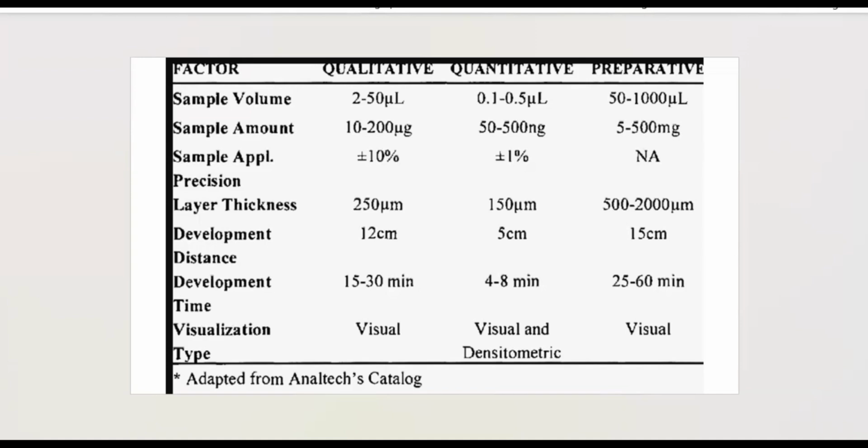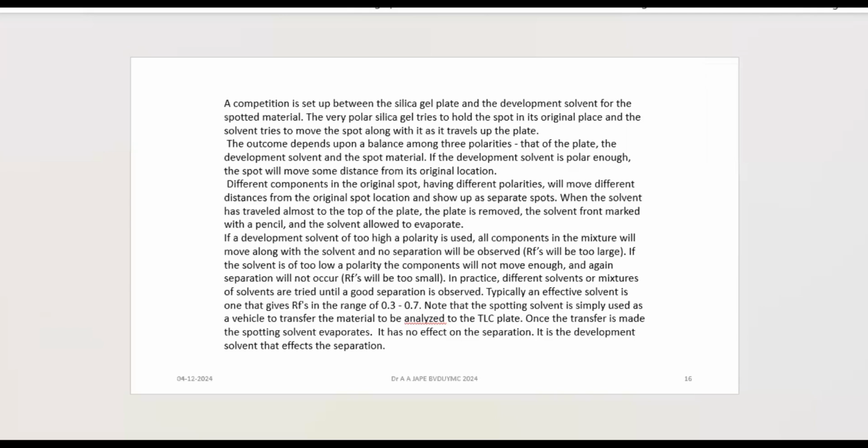The sample amount, of course, as I said, in TLC gives us good results even in microgram quantities. But if it is for preparative purpose, the quantity should be in the range of 5 to 500 milligrams. Only then will you be able to harvest the analyte, because you want to purify the analyte from the mixture. Sample application, layer thickness, development distance, development time, and visualization methods are also going to vary depending on the type of the TLC, whether it is qualitative, quantitative, or preparative.